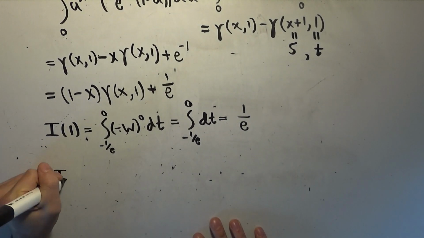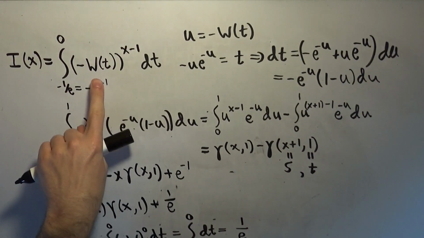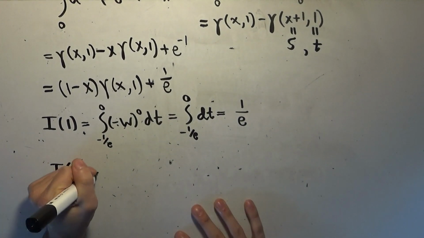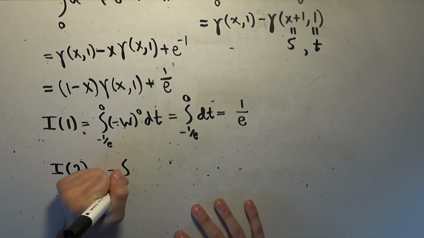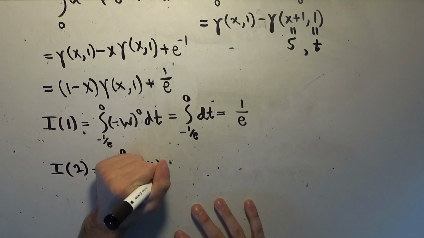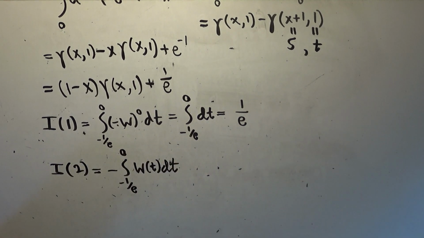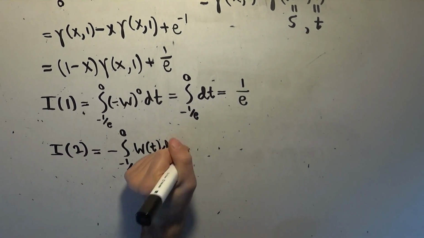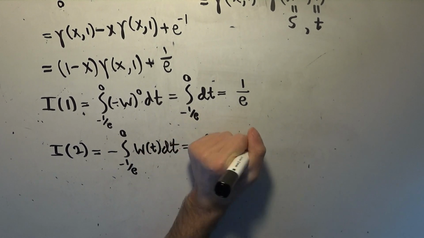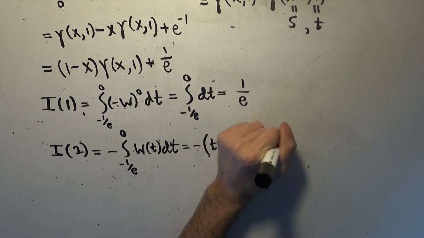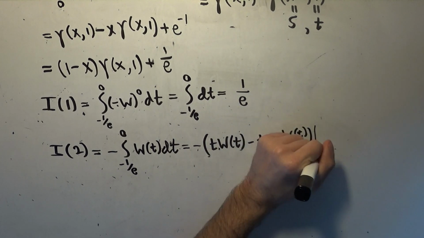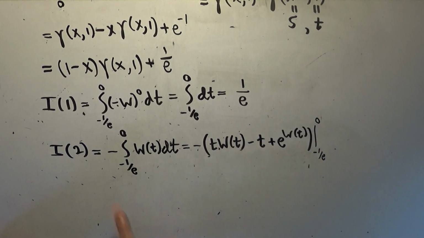I of 2 is a little more interesting. We actually get the Lambert-W function to the power of 1, but with a negative out the front. And so we get negative the integral from negative 1 over e to 0 of W of t dt. For this you need to know the antiderivative of W of t, and as it turns out it is t times W of t minus t plus e to the W of t. I promise. And this is from negative 1 over e to 0. And we have that negative out the front.